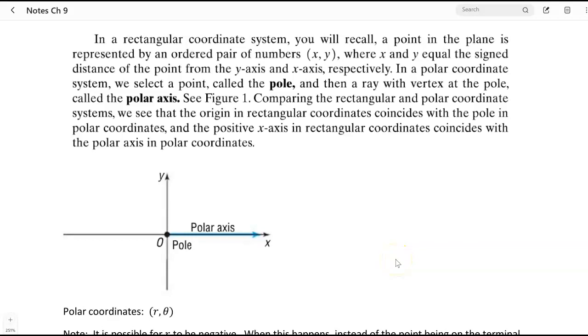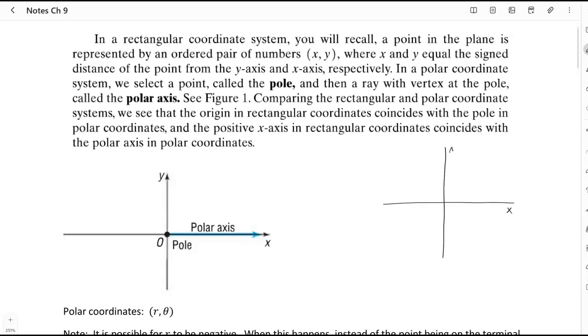Hello everyone and welcome back to another trigonometry video. In this video we are going to focus on polar equations and polar form of points. So we're used to graphing things in terms of x's and y's. And we call that rectangular form.